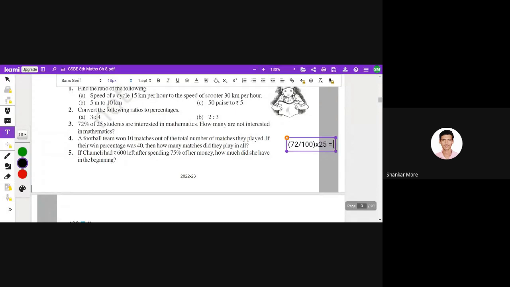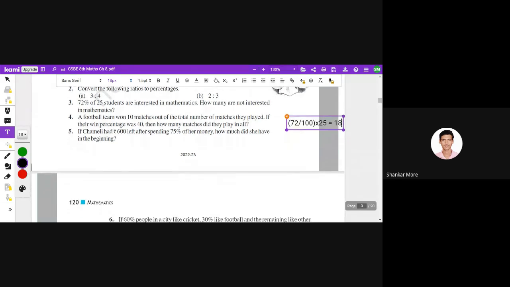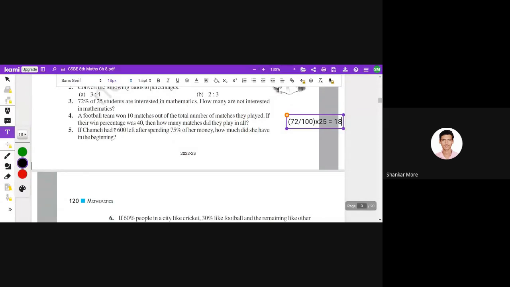So what is our main question? 72% of 25 students are interested in mathematics. How many are not interested in mathematics? So we have to write it in numbers. 18 are interested, right? Out of 25, 18 are interested. So how many students are not interested in mathematics? 7 students, right? Out of 25, 18 are interested and 7 are not interested. So out of those 7, a few students must be like me who don't like mathematics, right? Okay, so fourth one.